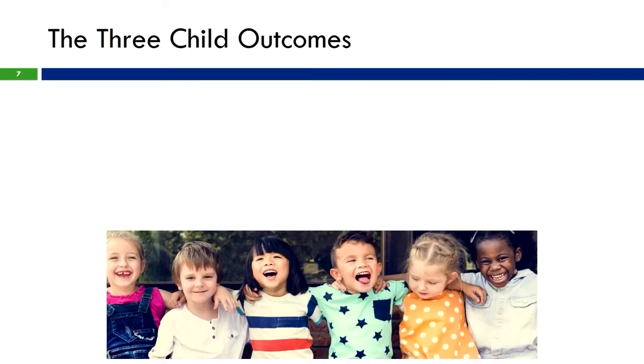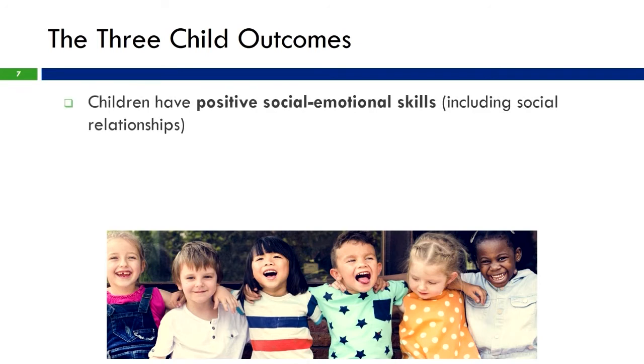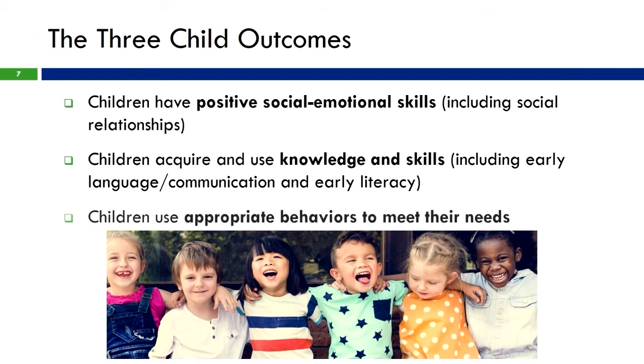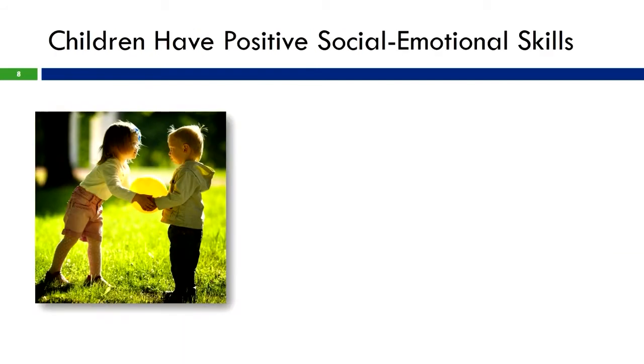The Office of Special Education Programs requires all state early intervention and preschool special education agencies to report data on 3 child outcomes. Children have positive social-emotional skills, including social relationships. Children acquire and use knowledge and skills, including early language, communication, and early literacy. Children use appropriate behaviors to meet their needs. In the next several slides, we will explore each of these areas in more depth.